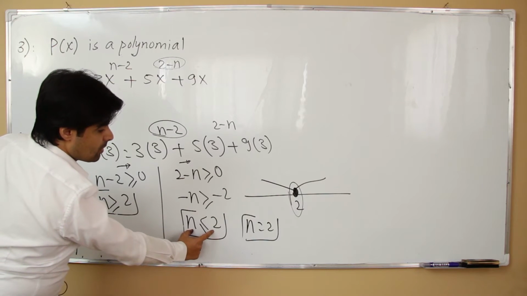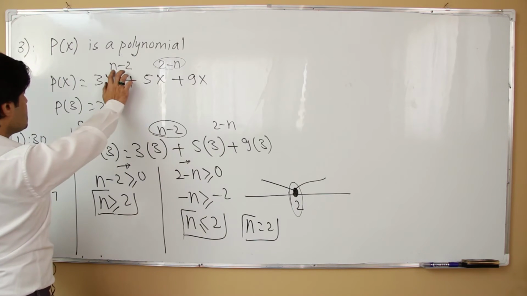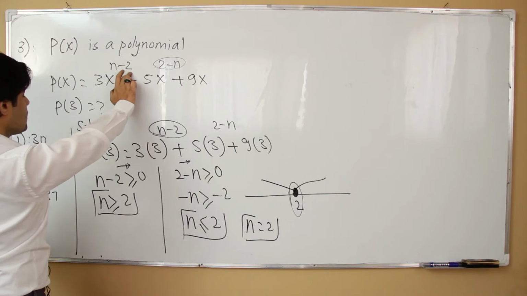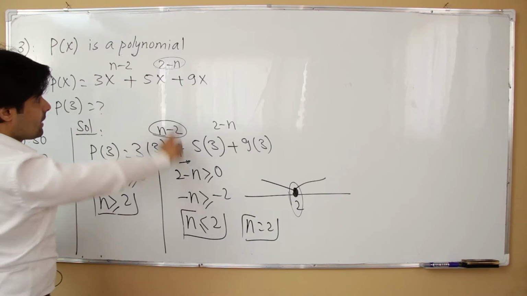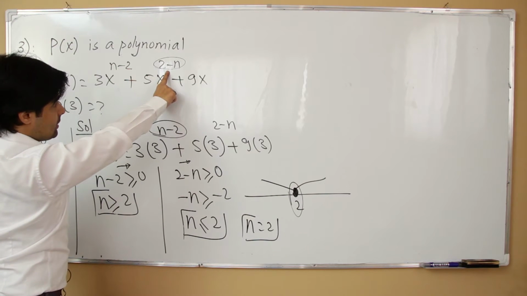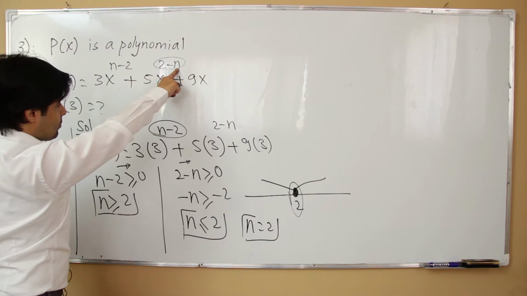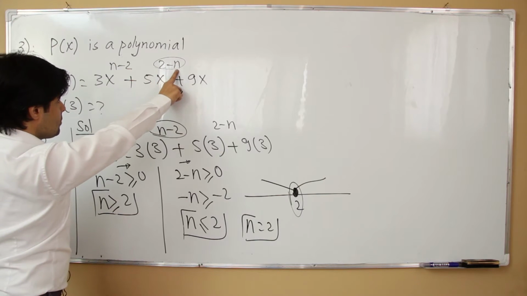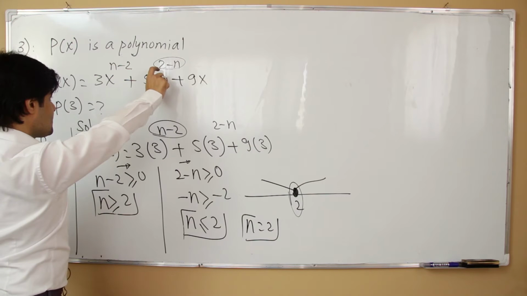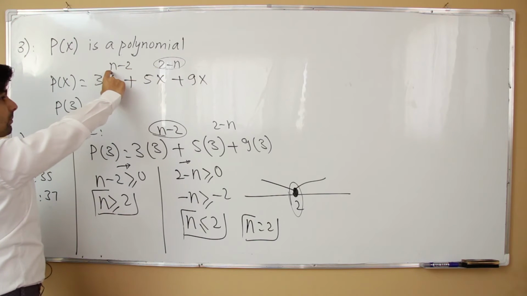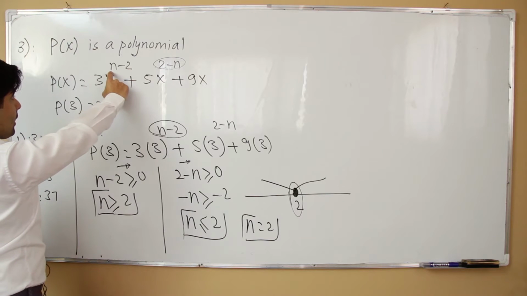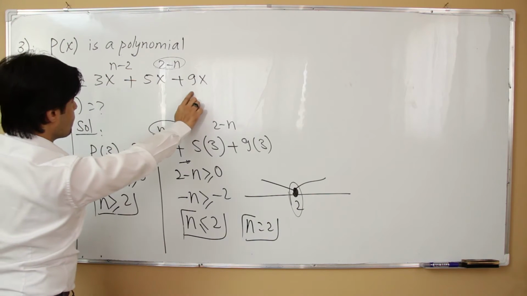If you want to check smaller than 2, we have 0. 0 minus 2 is minus 2, and x to the power minus 2 is not a polynomial. But in the second term, it satisfies 0. Instead of n, if you put 0, 2 minus 0 is 2, x to the power 0. This term is a polynomial, but the other term is not a polynomial. Now you have to say that all of P(x) is a polynomial.